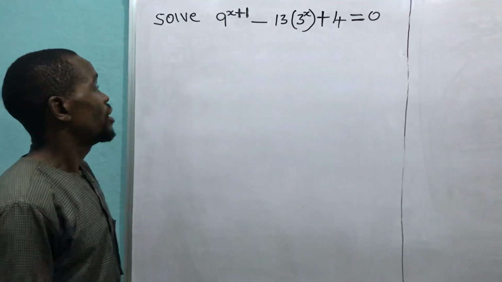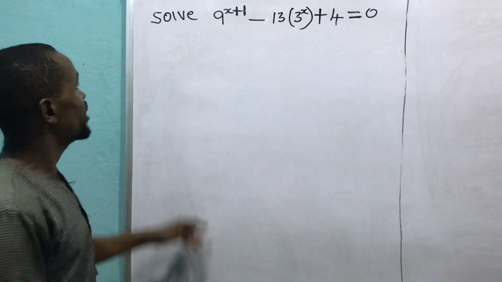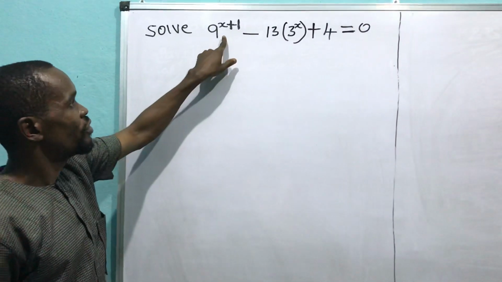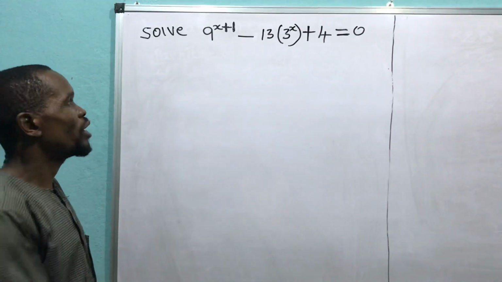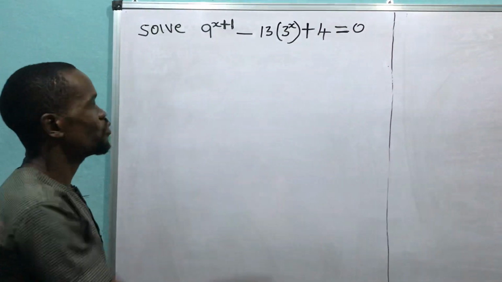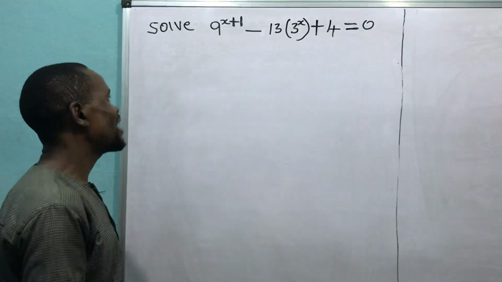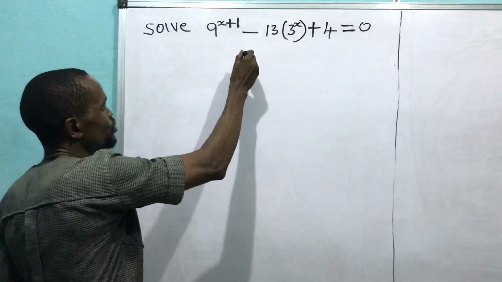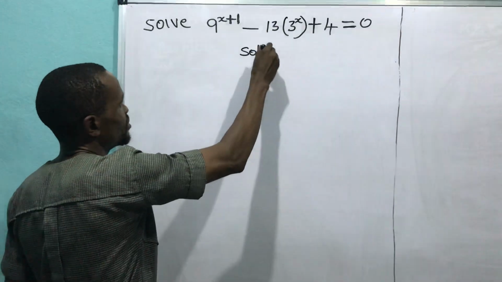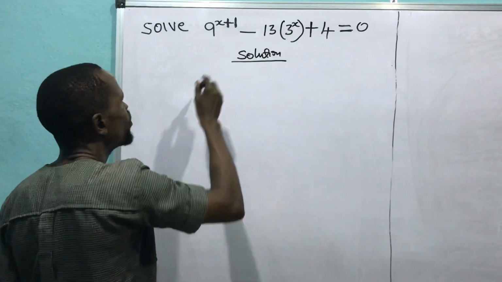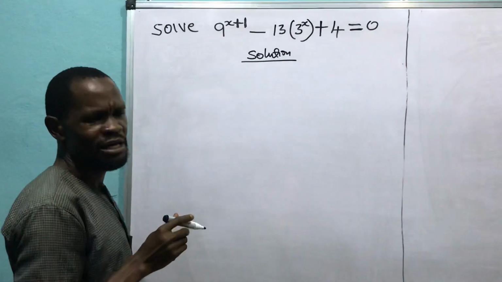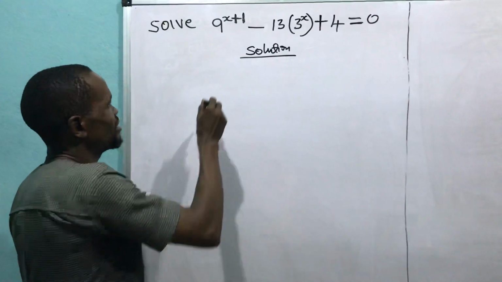Thank you. The question I have for you today says solve 9^(x+1) minus 13 times 3^x plus 4 equals 0, or what we call an exponential equation, which is indices. So we'll look at this solution. Remember what we did in our former lesson?